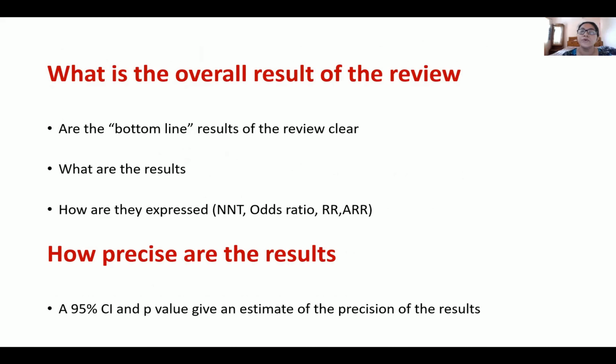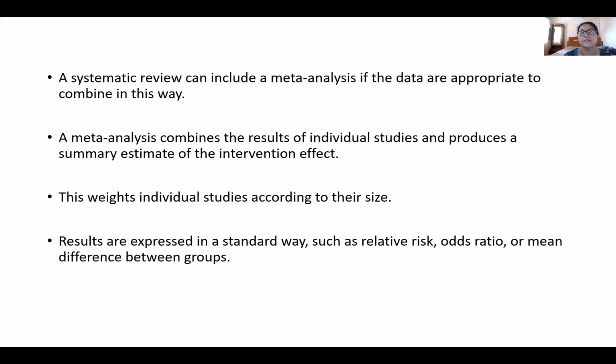The next heading under which we have to critically appraise is: what are the results? So what is the overall result of the review? That is the first question. What is the overall result? So whether the authors have clearly stated the results of the review, and how they have expressed the results in the form of numbers needed to treat, odds ratio, relative risk, absolute risk reduction. So all this has to be included. Then how precise are the results? How precise the results are can be found out from the 95% confidence interval and the p-value. So this will give us an estimate of the precision of the results.